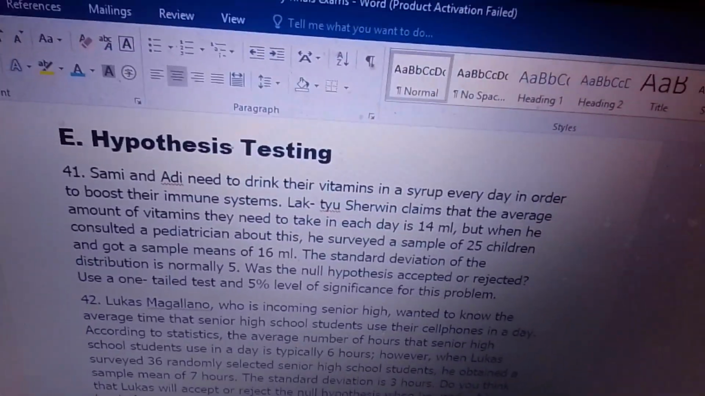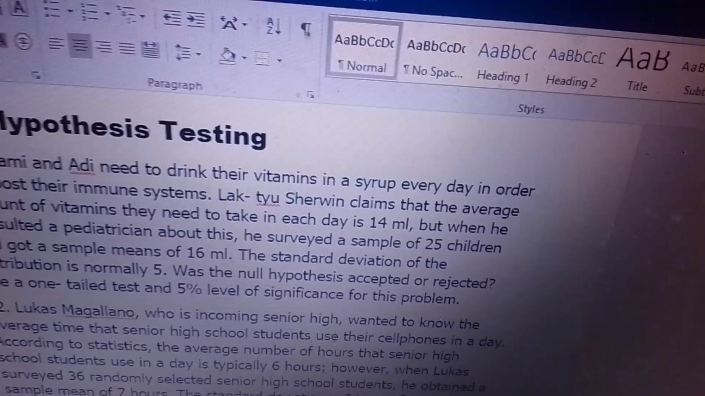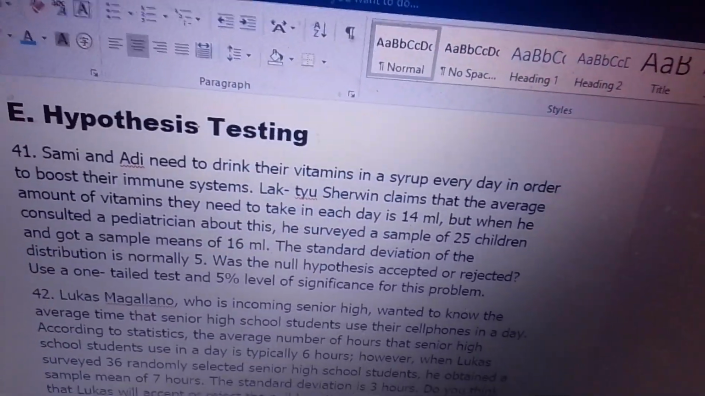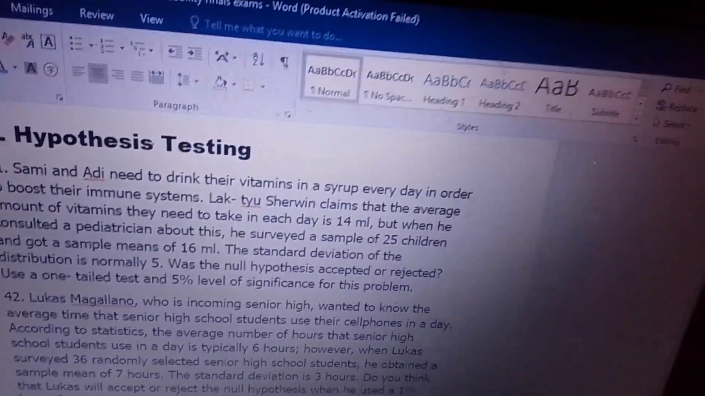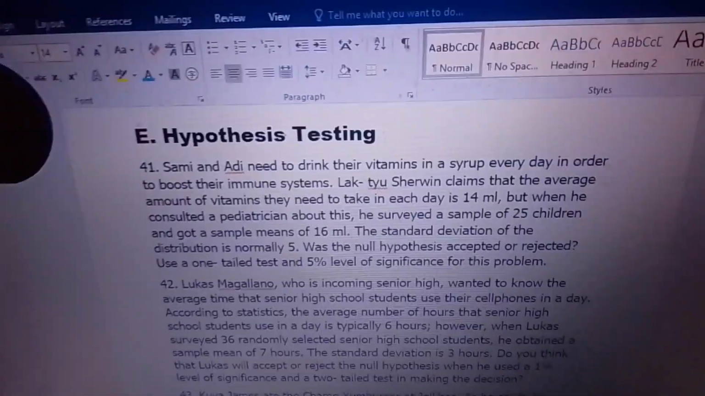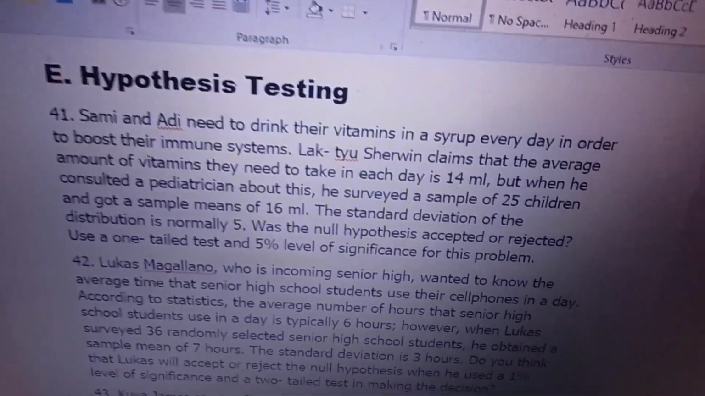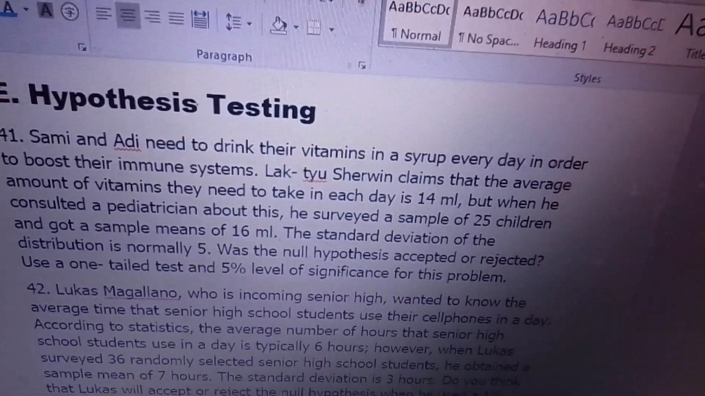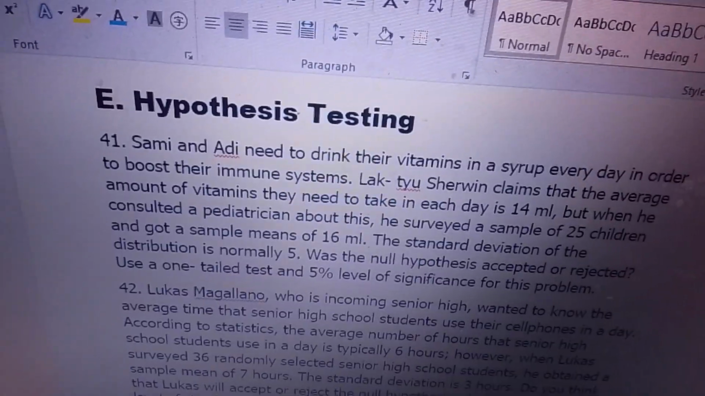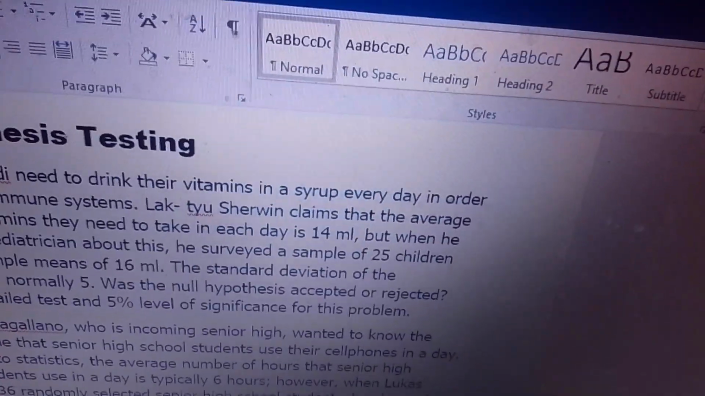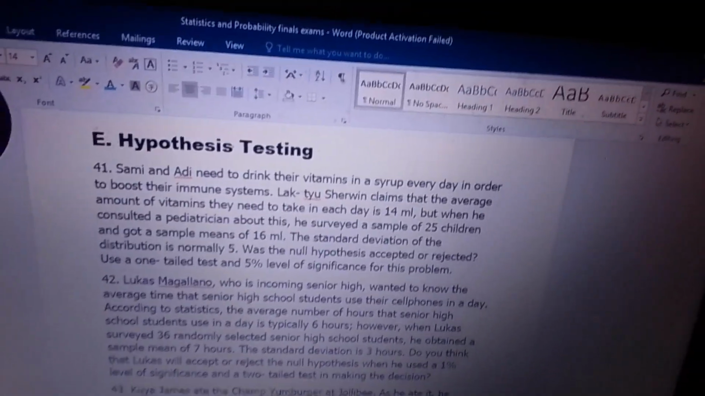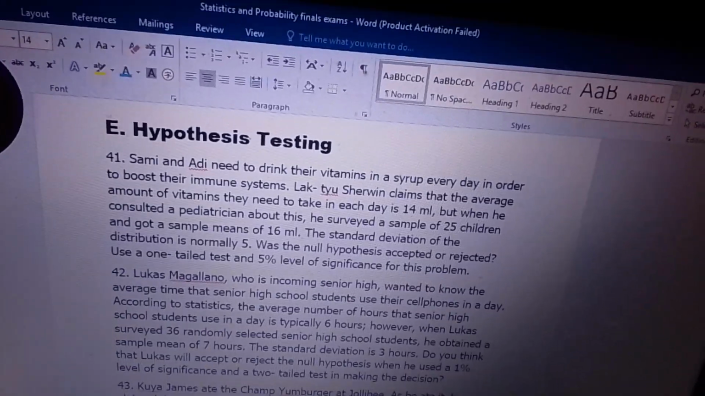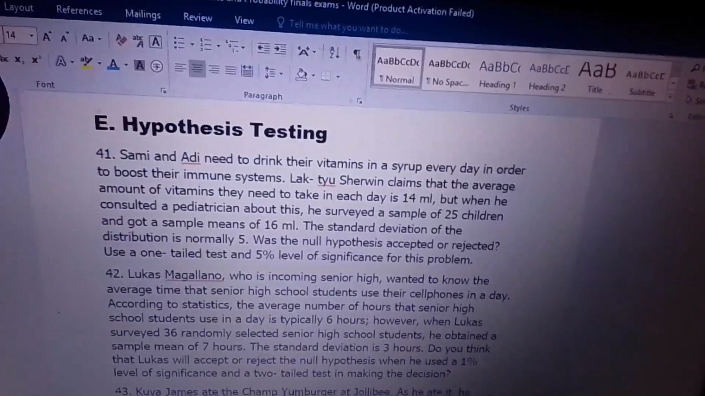Okay? And then, di ba remember sabi dito, Lactus Sherwin claims that the average amount of vitamins is 14 ml. That is the claim. But when he consulted a pediatrician about this, a pediatrician is a doctor that is specialized for kids. So when he consulted a pediatrician, he surveyed a sample of 25 children and he got a sample mean of 16 ml. The standard deviation of the distribution is normally 5 ml.